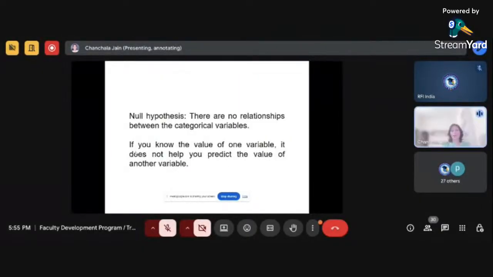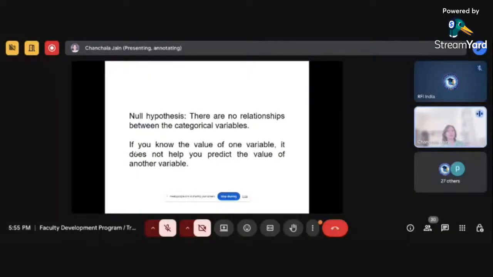Okay, so I can say the null hypothesis will be that there is no relationship between the categorical variables, right? If you know the value of one variable, it does not help you to predict the value of another variable. Why am I saying this? Because further, when we talk about correlation and regression, this type of thing comes up, right? Because in regression we want to measure the dependency.